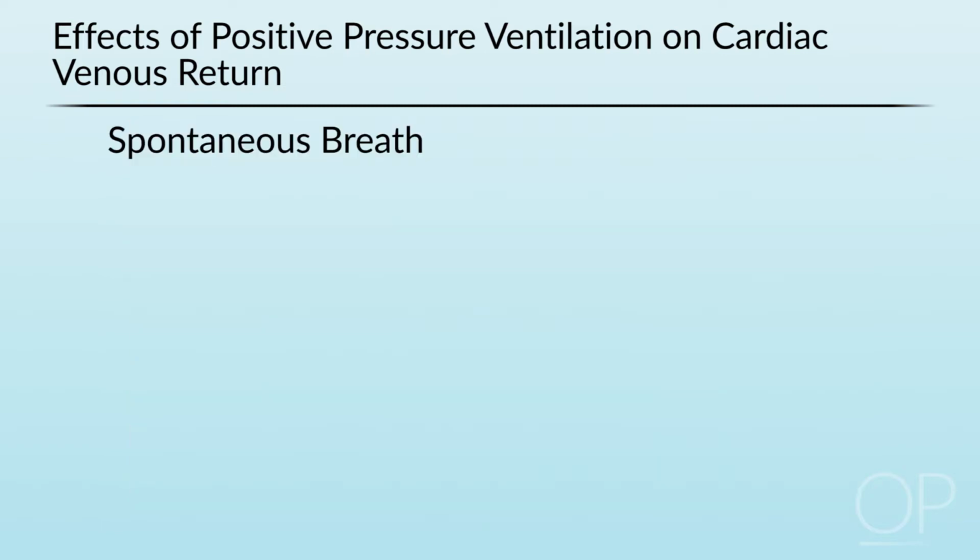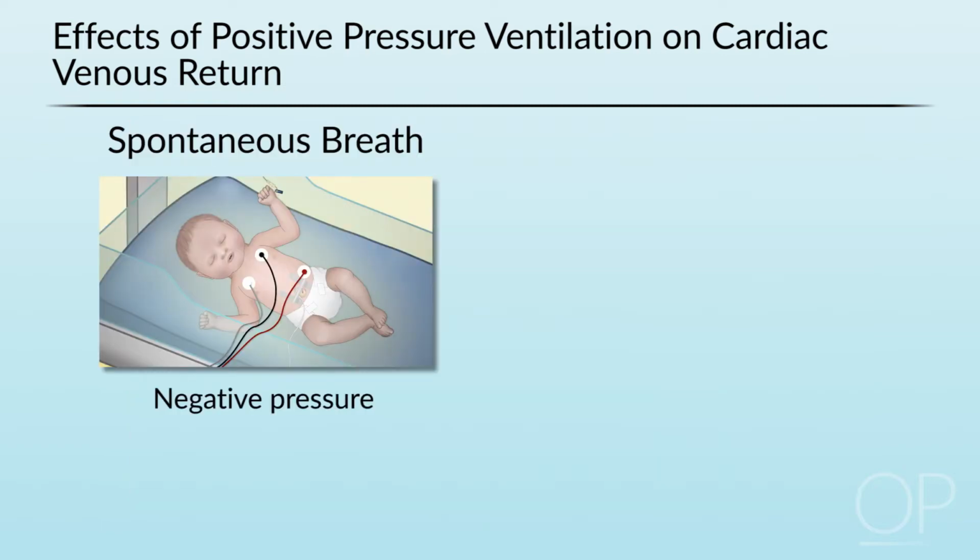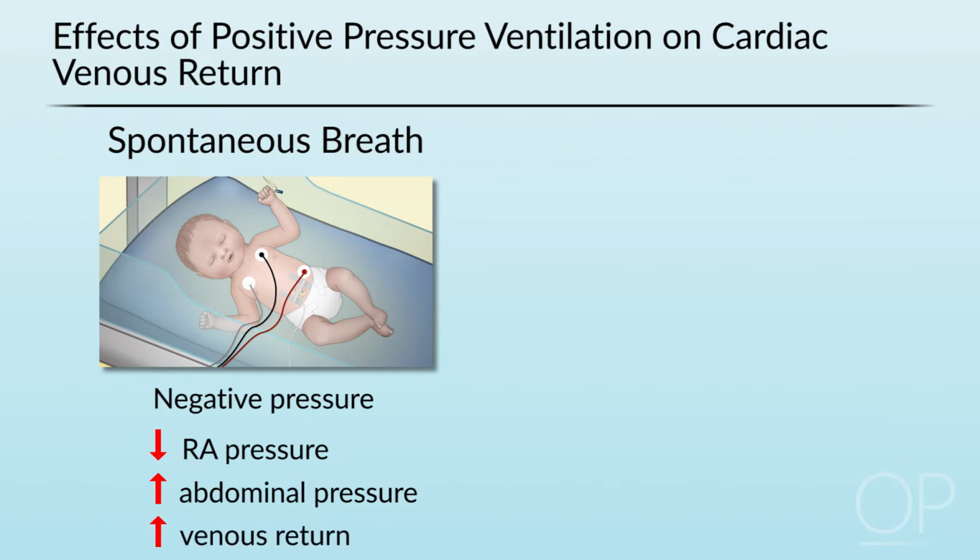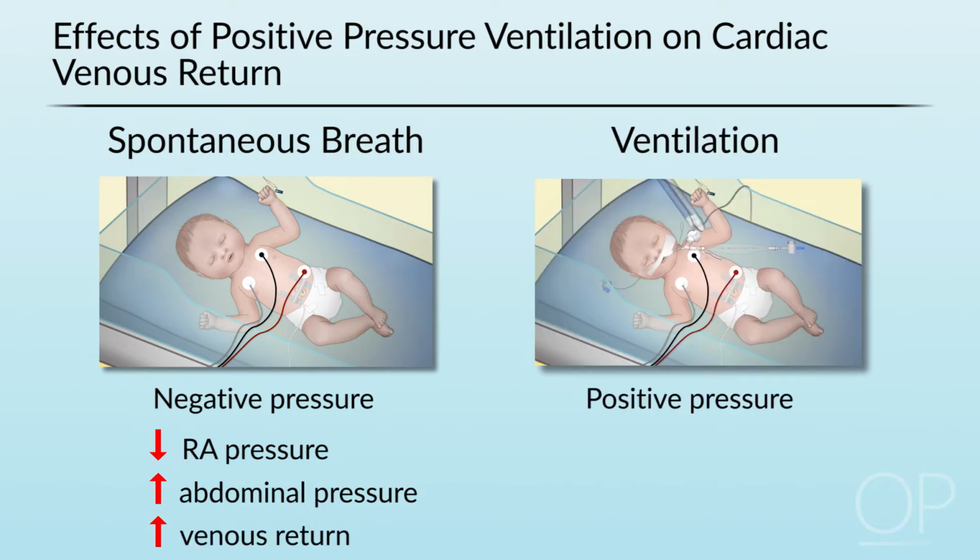When we have negative pressure in the thorax generated by spontaneous breathing, the right atrial pressure falls, the abdominal pressure rises, and you get better venous return. When you introduce positive pressure into the thorax, you are going to increase your right atrial pressure, and it's going to be harder for that venous return to come in. So from the beginning of positive pressure ventilation, you may see a decrease in cardiac output due to the fact that you don't have as much venous return.